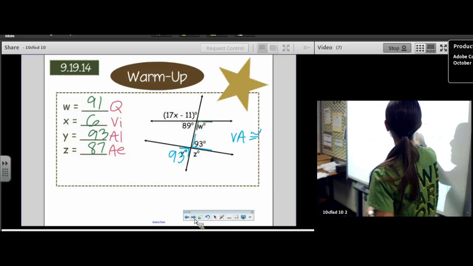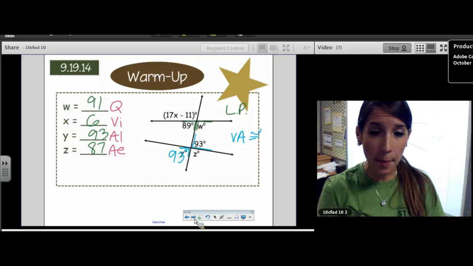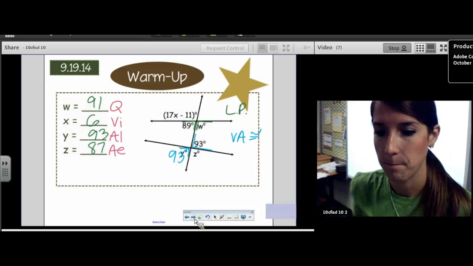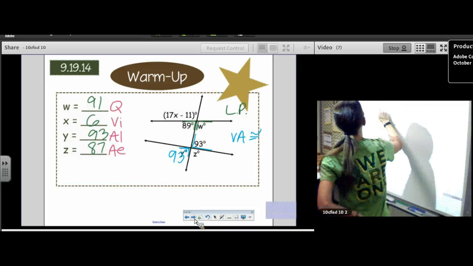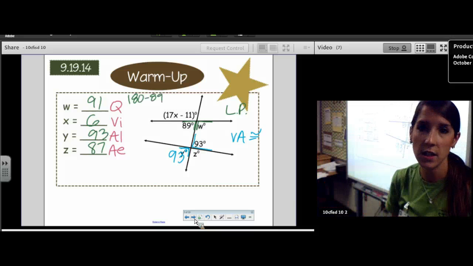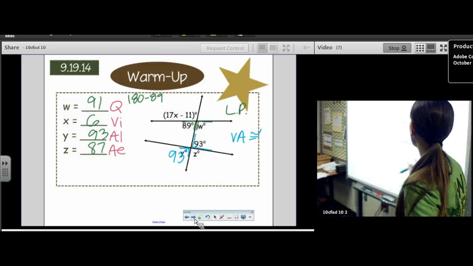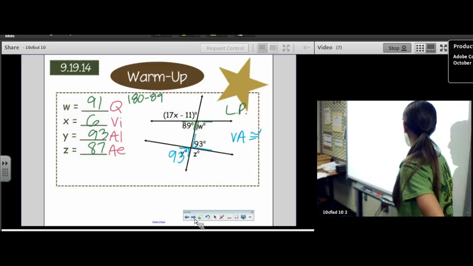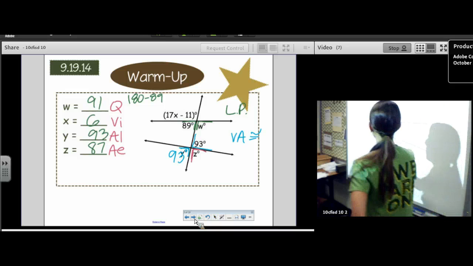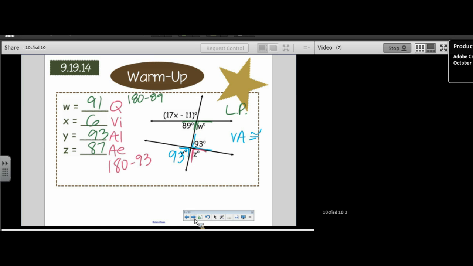W is a linear pair with 89. So to find W, all we had to do was 180 minus 89. So that's where this came from. Because we know that linear pairs are always supplementary. And then, let's see, Z was a linear pair with 93. So 180 minus 93 will get us Z.